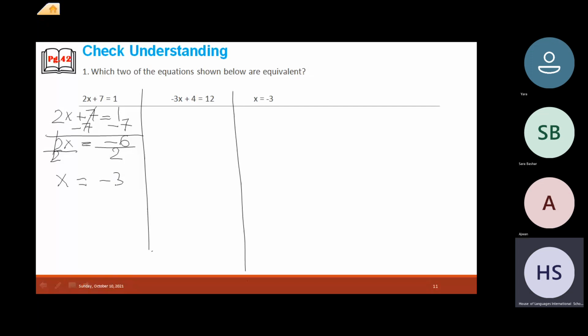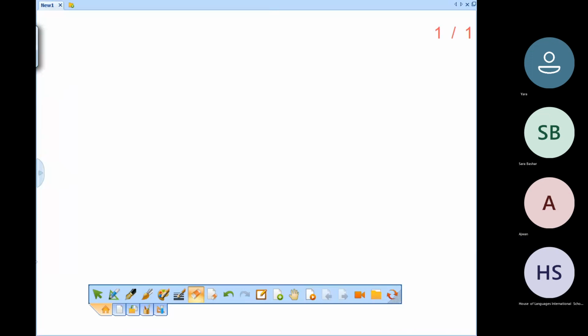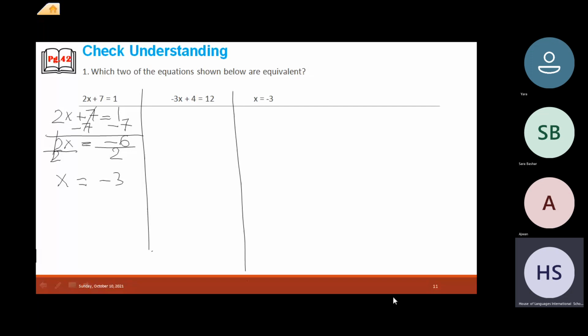So here we have two steps. The first one, we should subtract 7 from both sides because 2x is added to 7. So I have 2x is negative 6. And then since x is multiplied by 2, I need x only, so I must divide both sides by 2. So my answer is x is negative 3. Now tomorrow we will solve this one, and this one is already solved, and we will see which are equivalent.